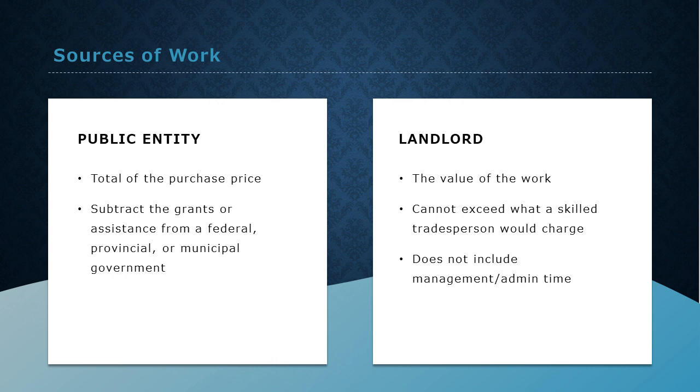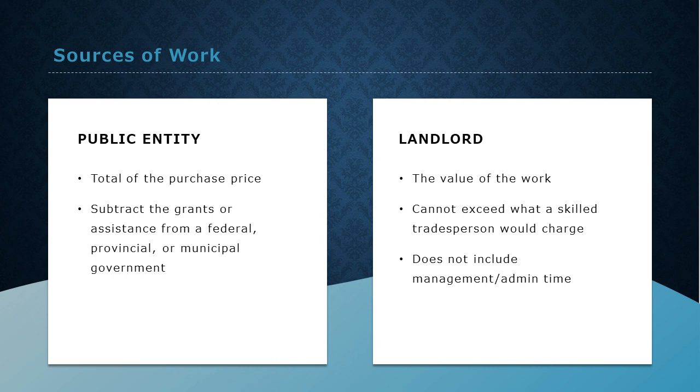First, we will explore expenditures for work by a municipality, local board, or public utility. The LTB will determine the amount of the capital expenditure by totaling the purchase price, cost of leased asset, and the installation, renovation and construction costs, and the value of the landlord's own labor. They will then subtract any grant or other assistance from a federal, provincial, or municipal government source, which can be insurance, salvage, resale, or trade-in proceeds.